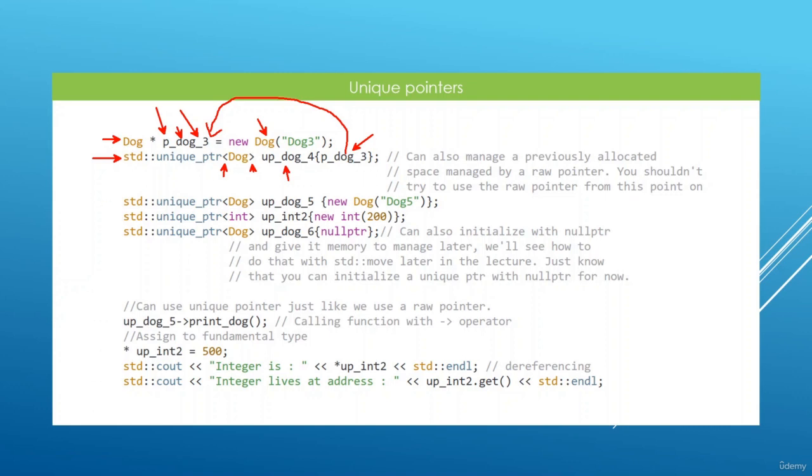Another way we can use unique pointers is how you see here. We say std::unique_ptr, we say the type, we say the variable name, and then we call the new operator inside our brace initializer here. This is going to work. We can also have unique pointers to fundamental types. You see, this is a unique pointer to int, as you see here. And really the syntax is the same. We are saying new int inside our brace initializer here.